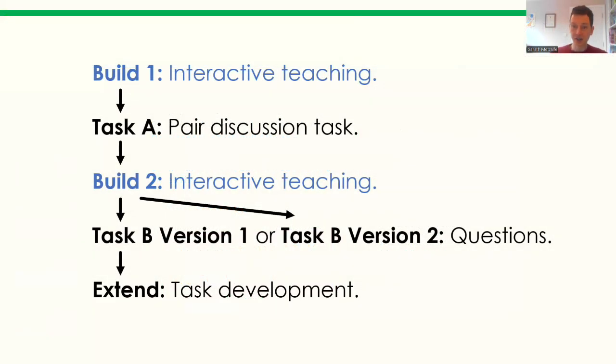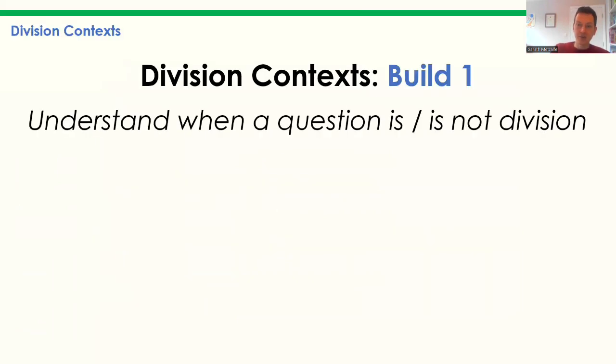So let's have a look at the structure of a lesson. Build 1 and Build 2 are from the PowerPoint and the Google Slides file, and they're the interactive whole class teaching elements. And then Task A, Task B versions 1 and 2, and the Extend task come from printing the PDF files. So we start with Build 1. I'll show you some of the build-up here.